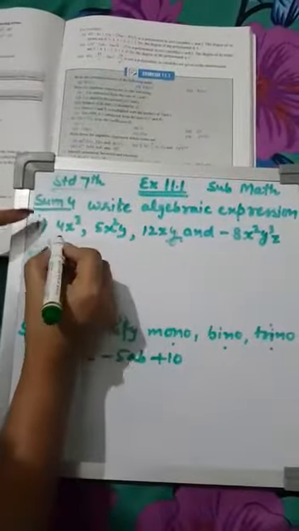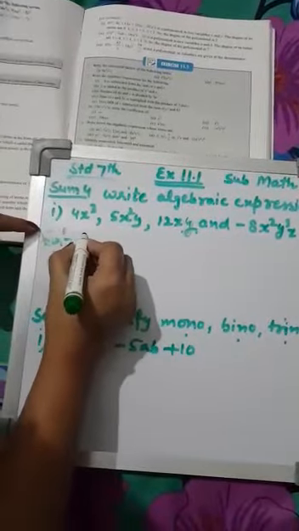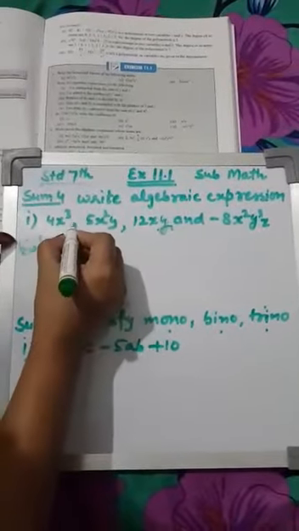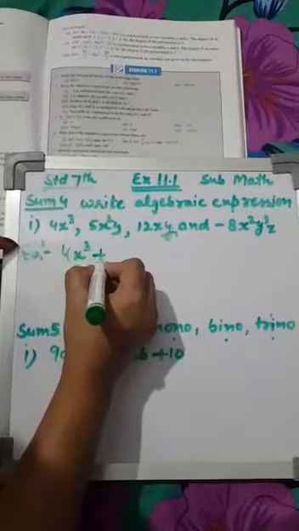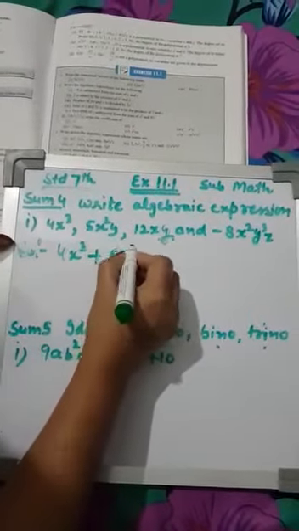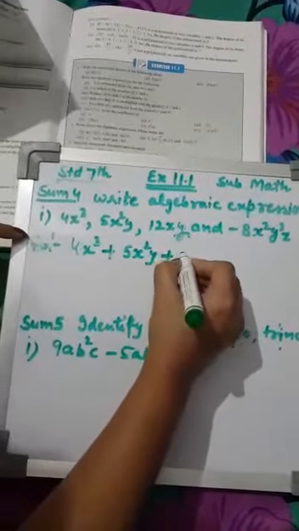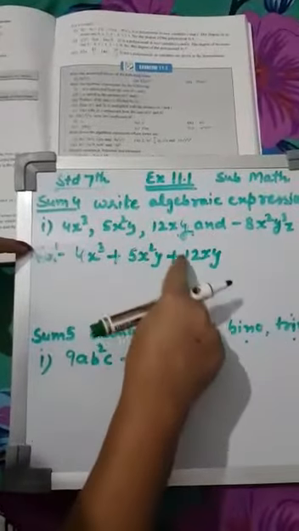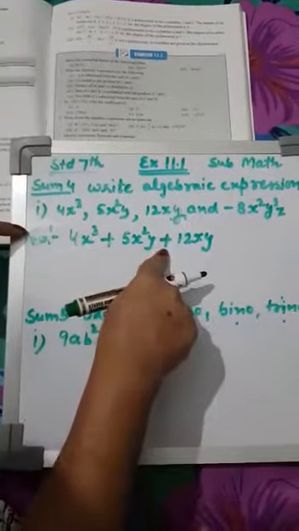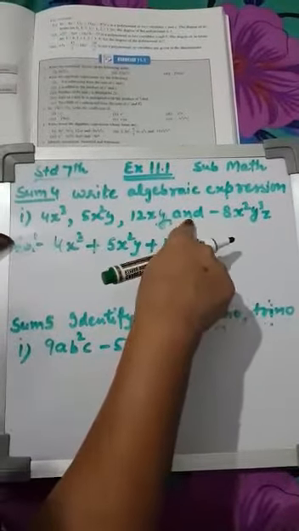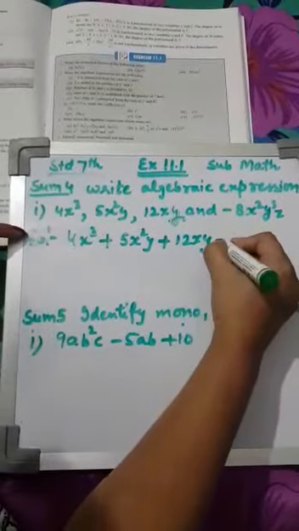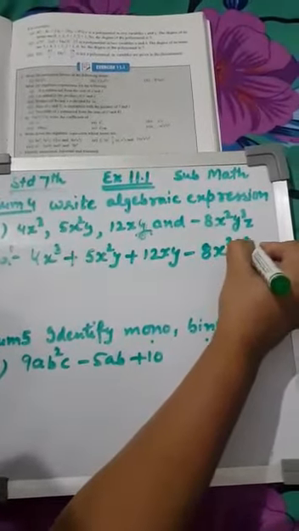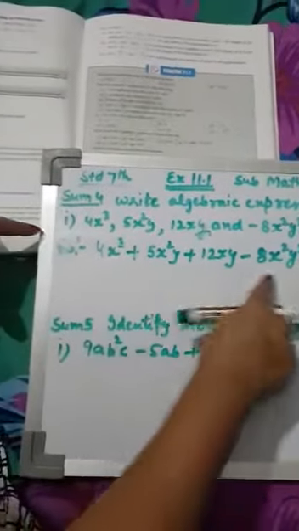Okay, so the first algebraic expression I have to write. It will be: the first term is 4x cube, same as it is, and then there is a comma, we will put a plus sign, 5x square y plus 12xy. In place of the comma just place the plus sign, and there is a minus sign. I will write directly minus sign, 8x square y cube z. This is my algebraic expression.